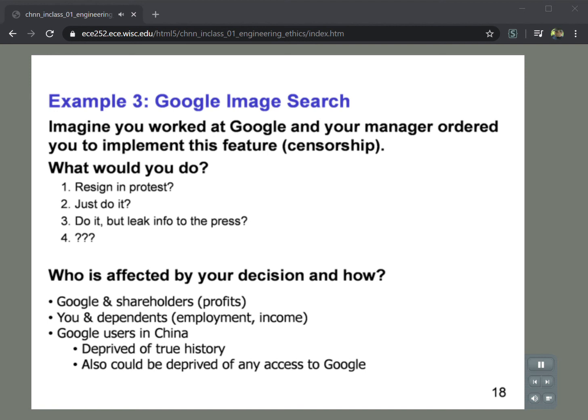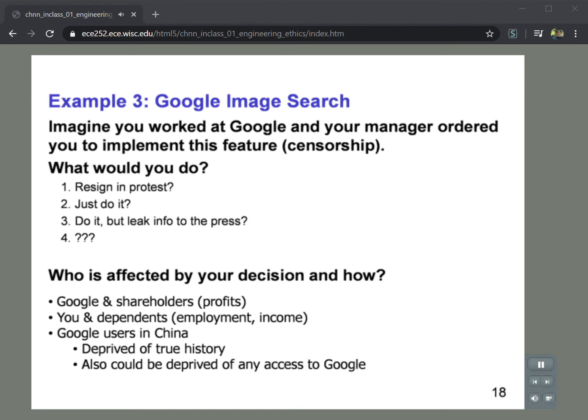But on the other hand, there's also Google users in China. If you implement this censorship feature, they're going to be deprived of the true history of the events of Tiananmen Square. They'll never find out what actually happened. You'll be helping a totalitarian government repress this piece of their history.